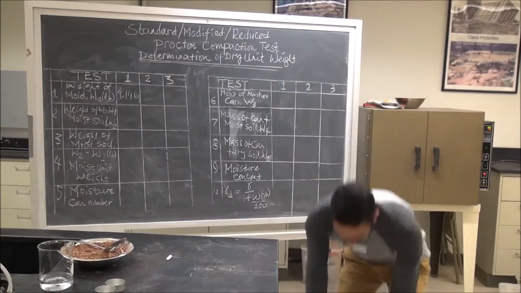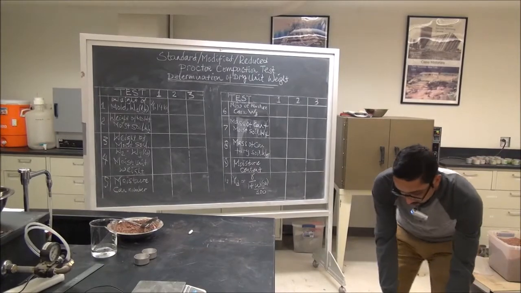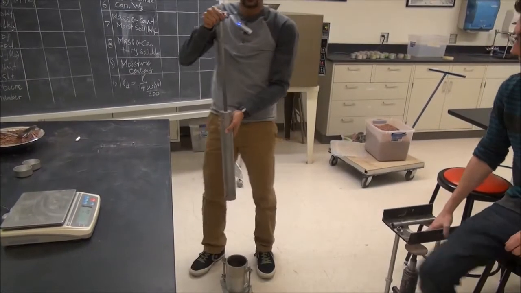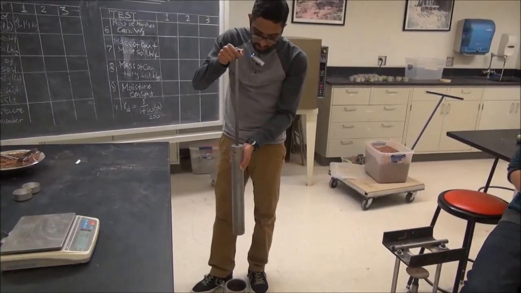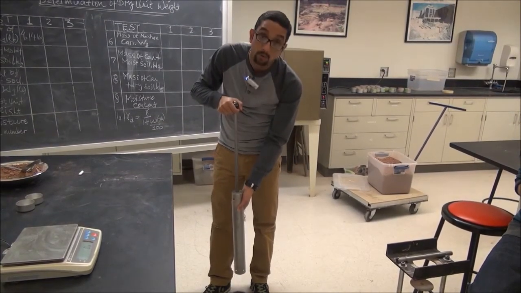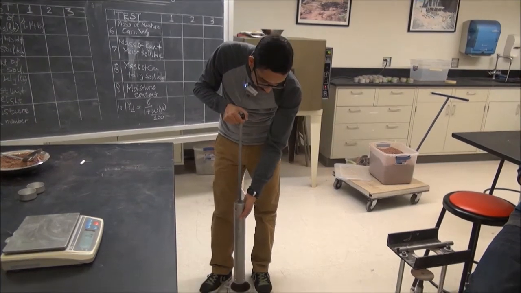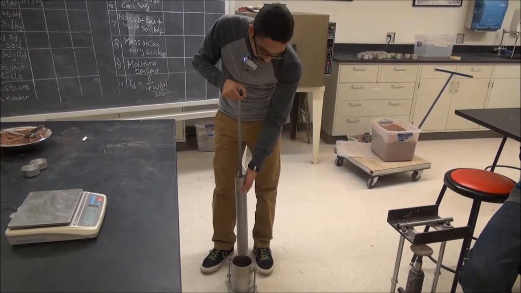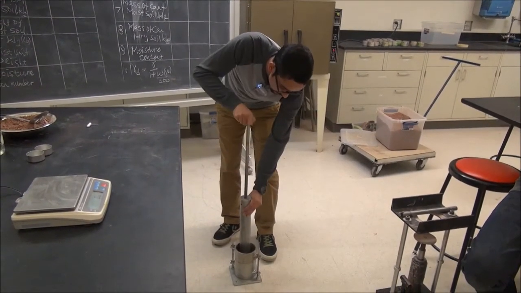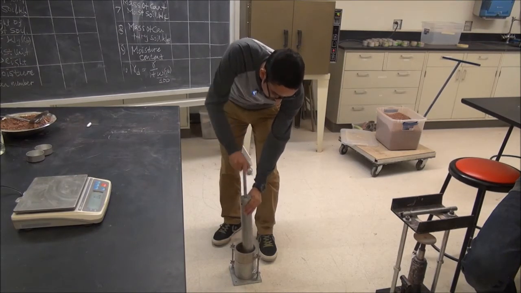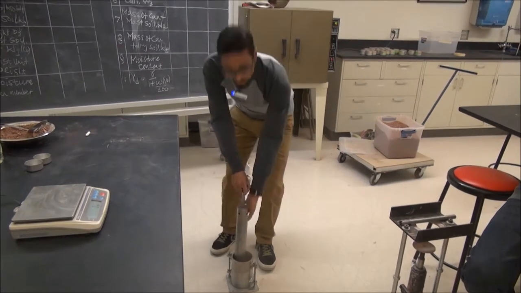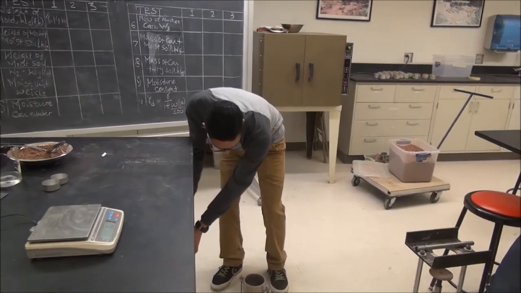So as I told you before, we'll be putting in the compaction effort, which can be done by the hammer. Since I'm showing you the standard compaction test, I'll be compacting this soil in 3 layers with 25 blows on each layer. Make sure your compaction is throughout the surface of the soil. 1, 2, 3, 4, ... 25. So I have applied 25 blows to the first layer.